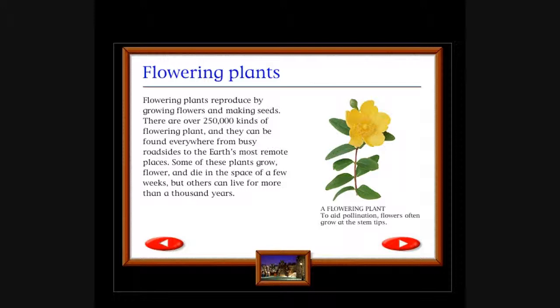Oh, flowering plants produced by growing flowers and making seeds. There are over 250,000 kinds of flowering plants, and they can be found everywhere from busy roadsides to the Earth's most remote places. Some of these plants grow flower and die in the space of a few weeks, but others can live for more than 1,000 years. A flowering plant. To aid pollination, flowers often grow at the stem tips.